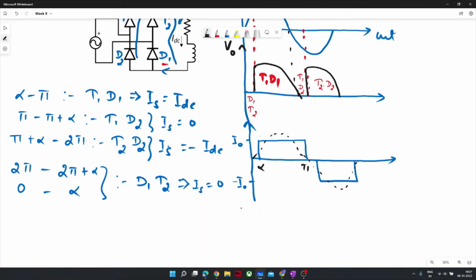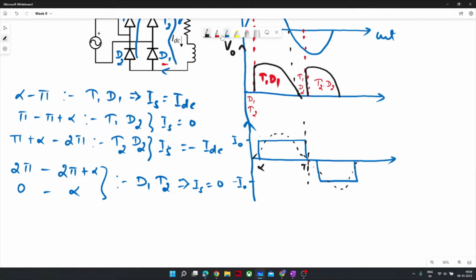Alpha to pi, but to get even symmetry, we can shift it so that it becomes a half-wave symmetry. To make it, we can shift it by alpha by 2 so that it will be symmetric across this pi axis.